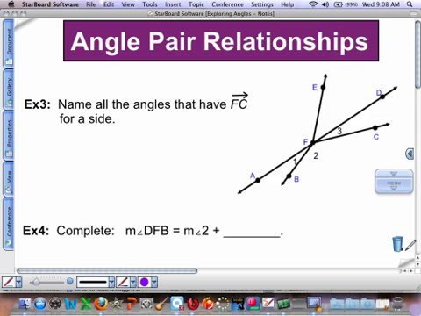Number 3. Name all the angles that have ray FC for a side. Zuhei, give me one. For FC? Yeah, that's it. Okay, which angles have FC for a side? Louder. CFE, very good. So angle C, F, and E. Okay, Mason? BFC. Cheyenne? AFC. Sam? CFD.